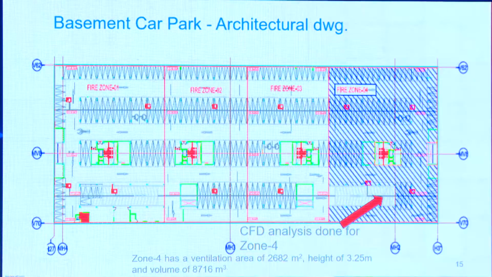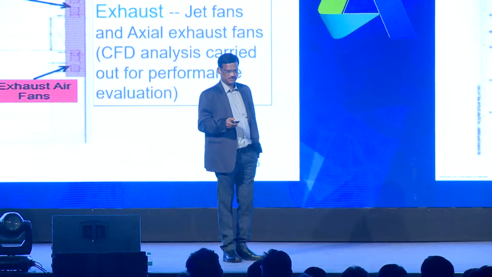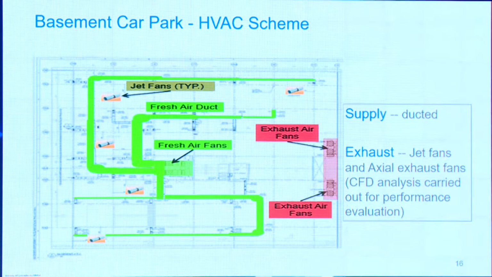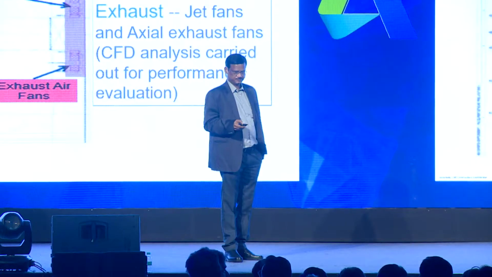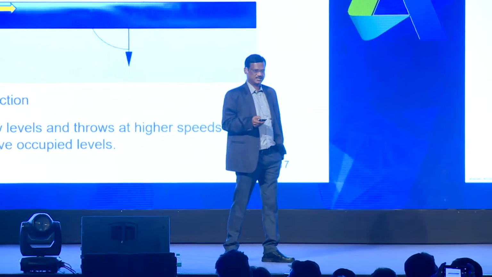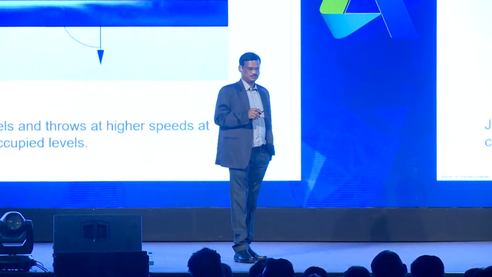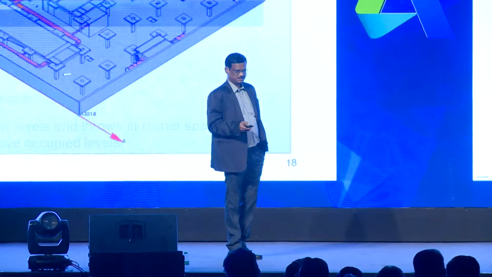This is the basement car park layout, architectural drawing, and it has 4 zones. We have done CFD analysis for 1 zone, which is typical. And this is the HVAC scheme with supply and exhaust. Supply is ducted, and exhaust is axial fans with jet fans to move the air towards the exhaust. And how the jet fan works: a jet fan pulls the contaminated air from a lower level and throws it to the higher level, so that the occupied place can be free from contaminants. That's why jet fans are used.